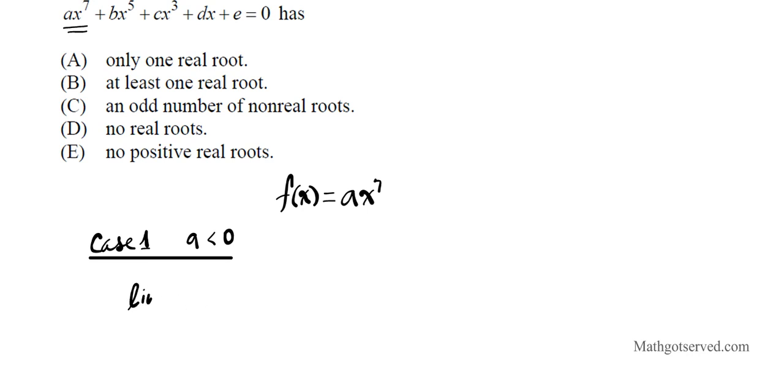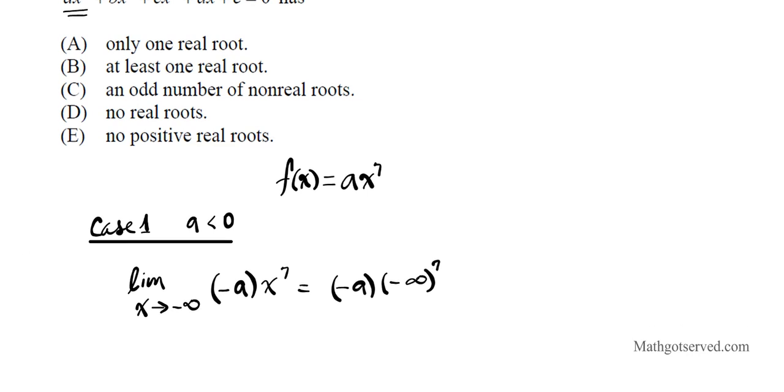So if a is less than 0, the left-hand behavior, the limit as x approaches negative infinity, is going to be the negative number, let's just call it negative a, times x to the 7th power. So this is going to be negative a times negative infinity raised to the 7th power. Okay, so what on earth is negative infinity raised to the 7th power? Well, since it is an odd power, any negative number you raise to an odd power is going to be negative infinity. So it's going to be negative a times negative infinity. And when you multiply a negative number times negative infinity, the sign will change and you're going to have infinity. All right? So the left-hand behavior is infinity, so it goes up.